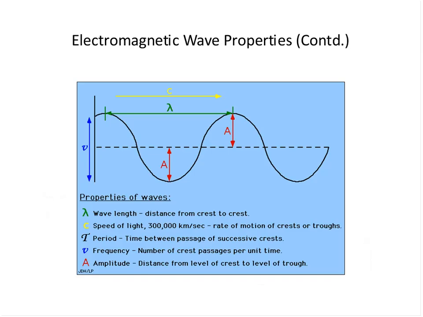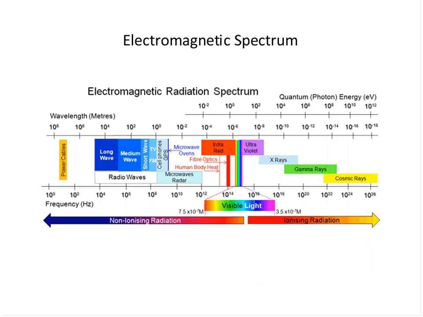Here are some properties of the wave. You have a wavelength, which is the distance between two consecutive troughs or two consecutive crests. And you have an amplitude, which is the distance from the peak to the middle point. And there is a certain speed at which electromagnetic waves travel. They travel at the speed of light. It's 3 × 10⁸ meters per second. So you have all these properties that go with a wave that travels. And the way it travels is governed by Maxwell's equations.